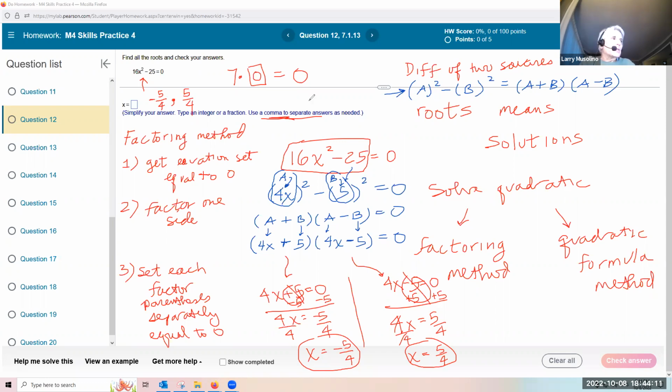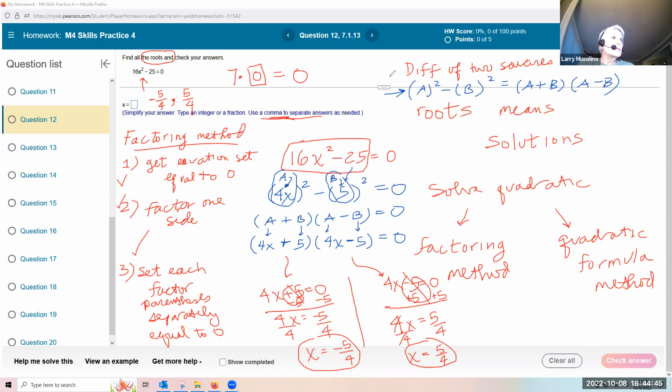So these are the steps to use the factoring method. First, get the equation set equal to 0. Sometimes it's already set equal to 0. Step 2 is factor the one side. That's usually the tricky part, the factoring aspect. And then step 3 is set each one of those parentheses separately equal to 0. That's going to give you two simple equations to solve, which will give you the two solutions that you're after. Remember, the word roots really means solutions.